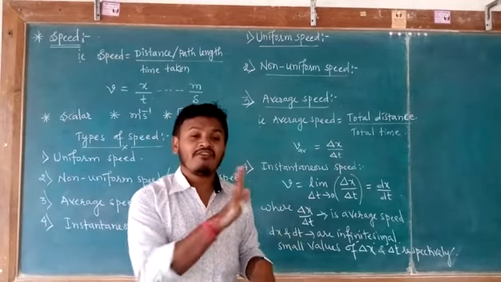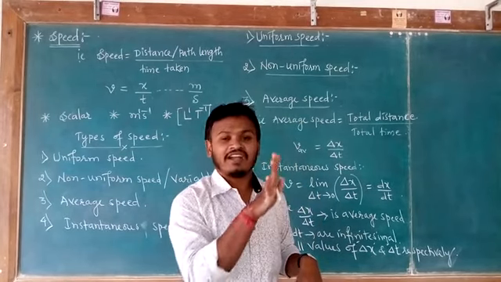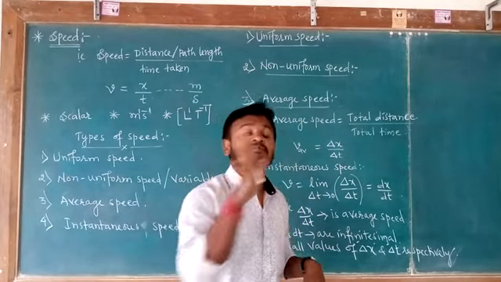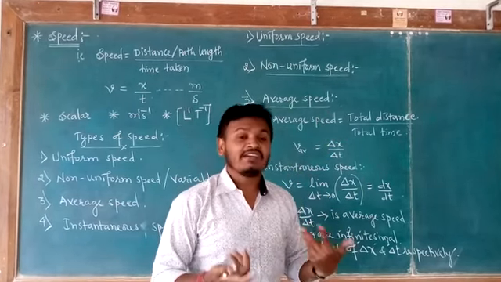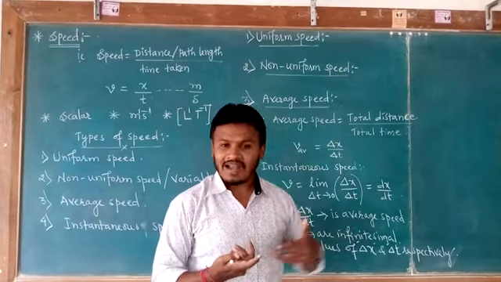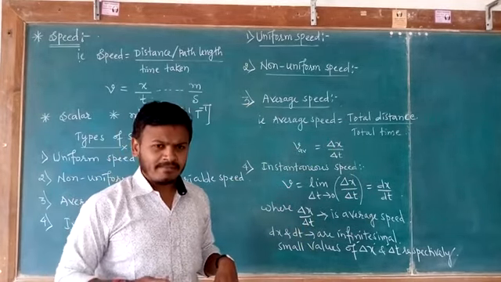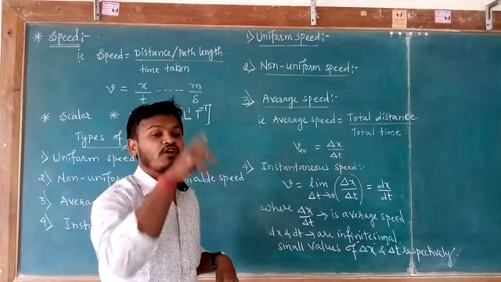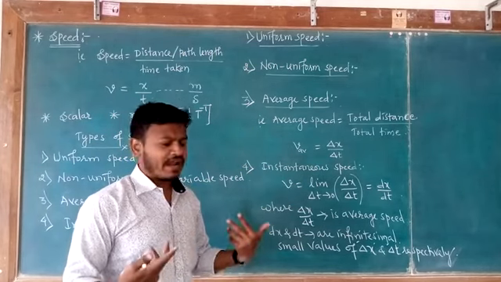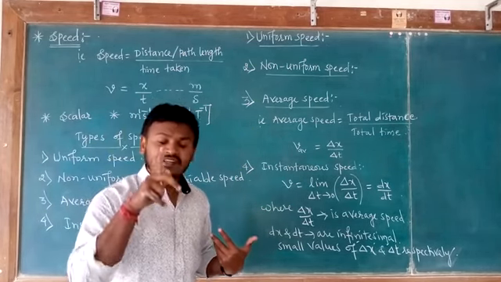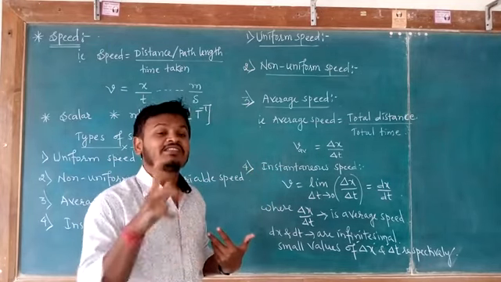Generally, the example for uniform speed is this: if a body covers 5 meters of distance on a straight track in every second of time, then the speed of the body is uniform. In other words, if a car is traveling along a straight line and covers 10 meters of distance in every second of time, then the speed of the car is said to be uniform. This is the term uniform speed.